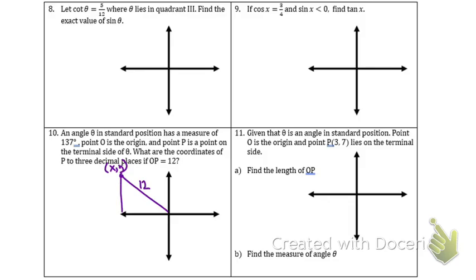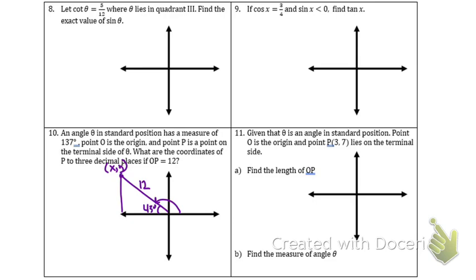So this angle right here, we need to find what that is. We know that this angle is 137 degrees. To find that other angle, we're closest to 180. So how far away is 137 from 180? That's going to be 43 degrees. So this is 43 degrees.